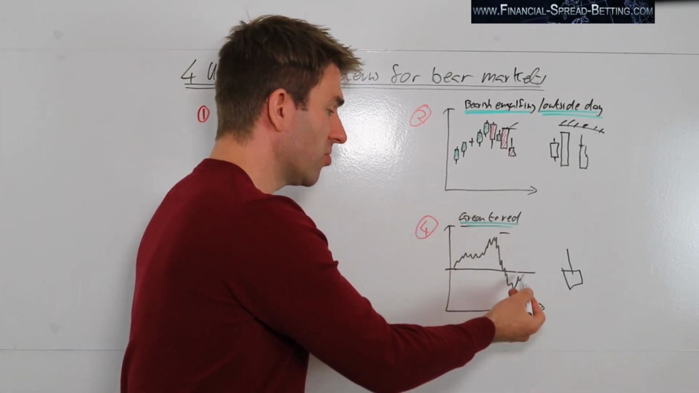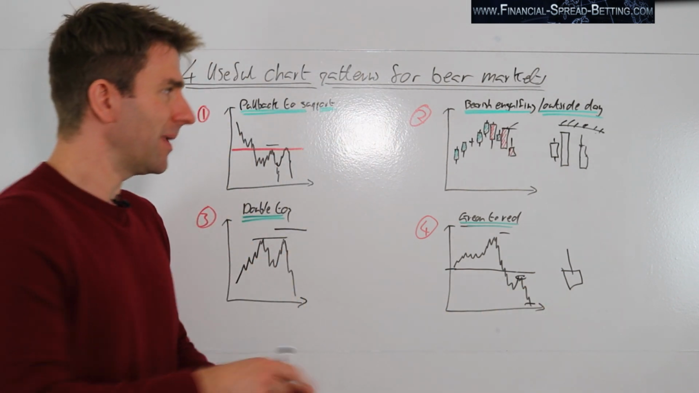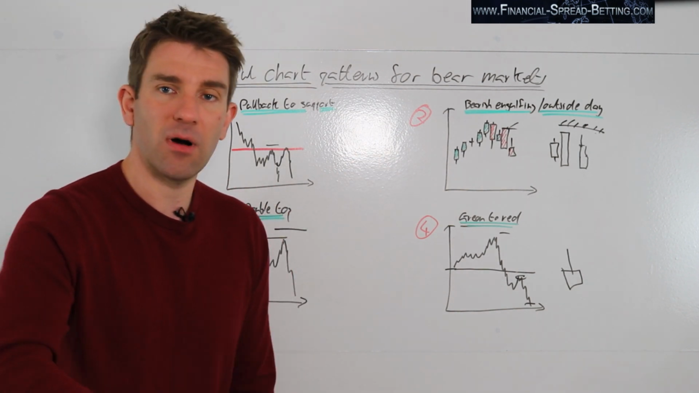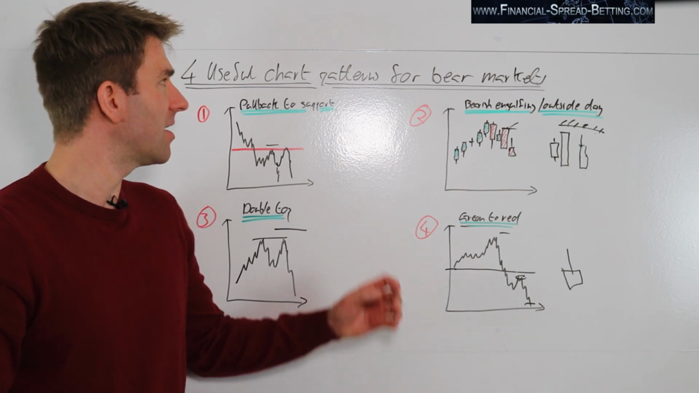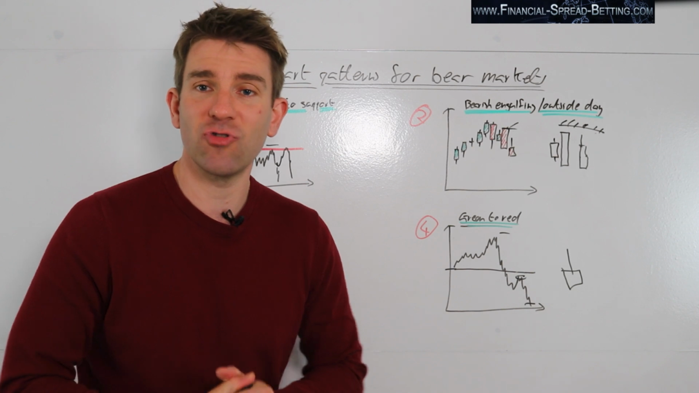So as it comes lower, pushes back up, you may well get a little double top, like you do here. So you start to blend these together, you start to get some decent patterns that work well in down markets or bear markets. All right, guys, those are 4 useful chart patterns for down markets, bear markets, downtrends.